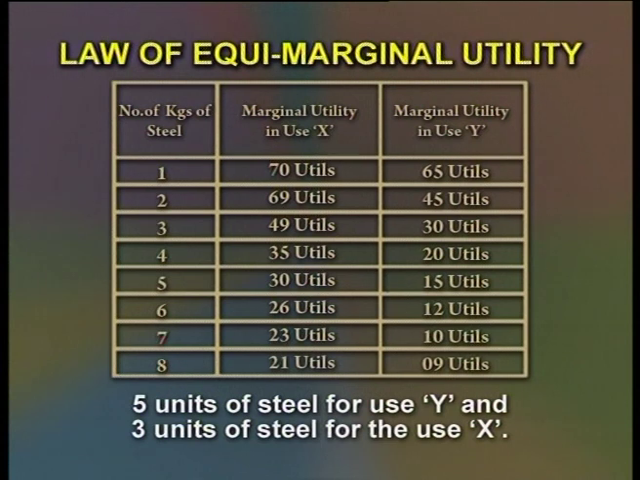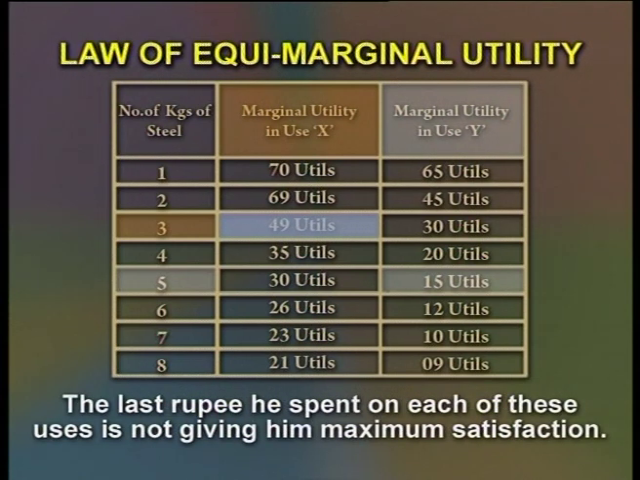Then we can see that if he uses 3 units of steel for use X, he will derive 49 utils of marginal utility. Whereas, if he spends 5 units on use Y, then he would derive 15 utils of satisfaction or utility. So, here we can see that if he decides to spend 5 units of steel on use Y, he will derive lesser utility, and when he spends the remaining 3 units on use X, he will derive more additional satisfaction, which is 49 utils. And therefore, we can see that the last unit spent on each of these uses is not giving him maximum satisfaction.